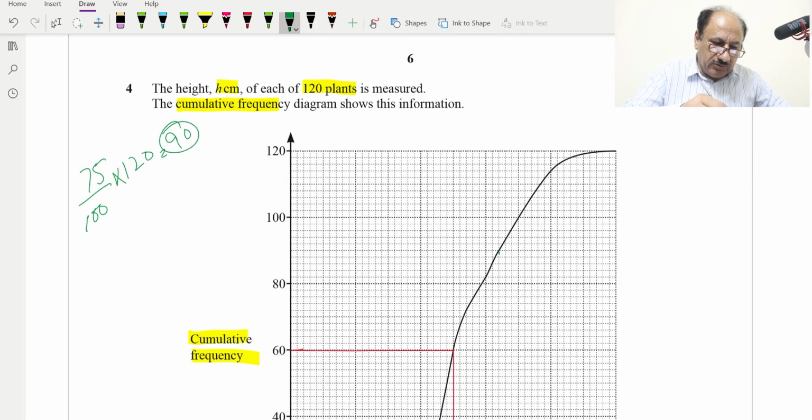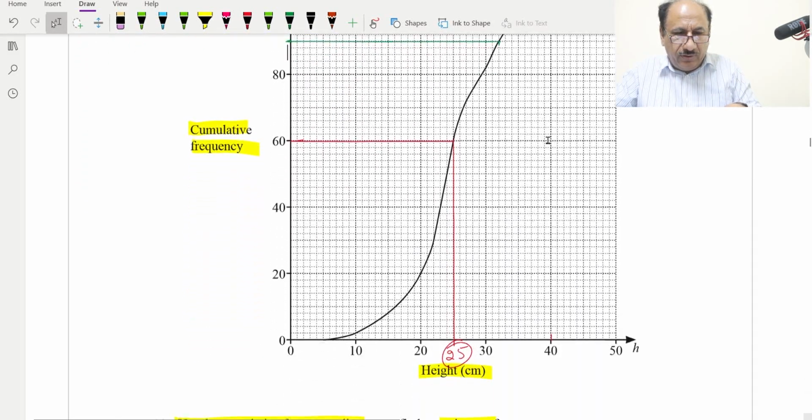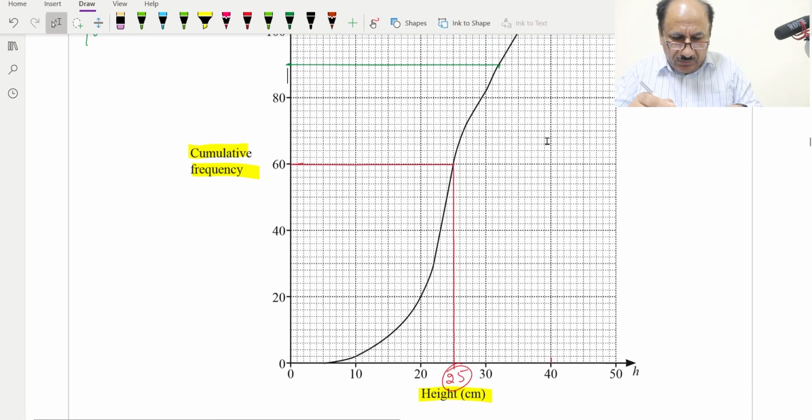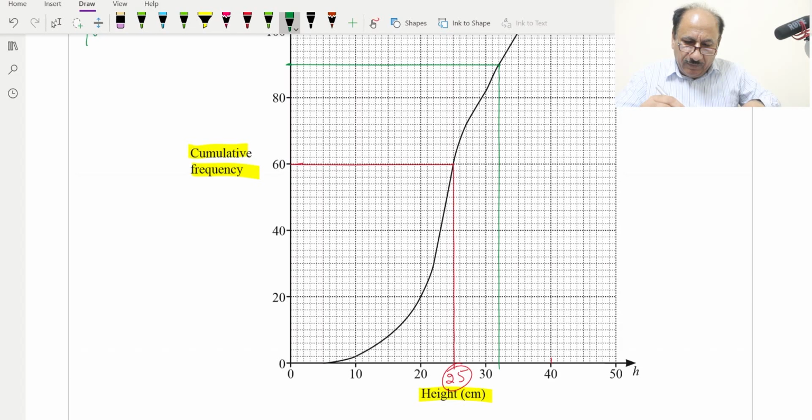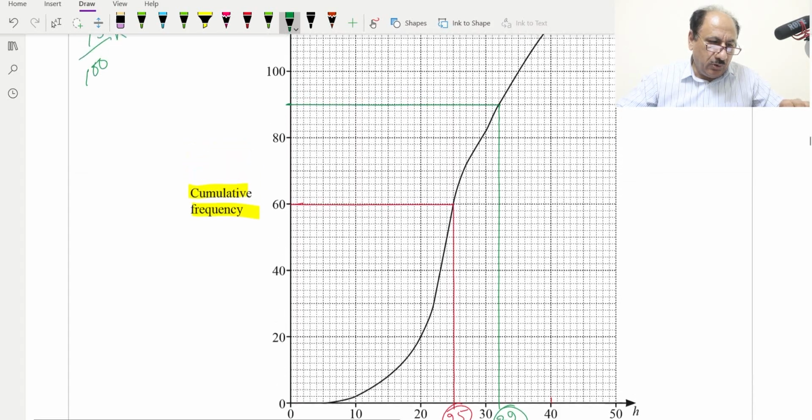Basically we'll check the reference for 90. The reference will be this one, and now we have to draw the line. We have to join the line over here, and check the reference also. We can draw from here, and this will be the reference. You can see this is 30, 31, 32. So 32 will be the upper quartile value.